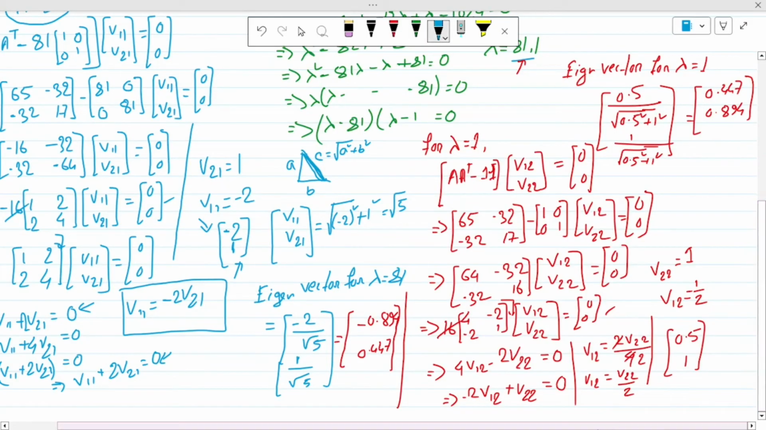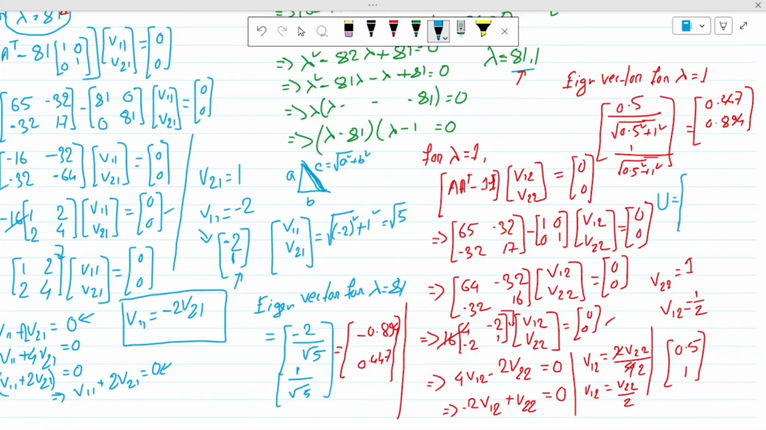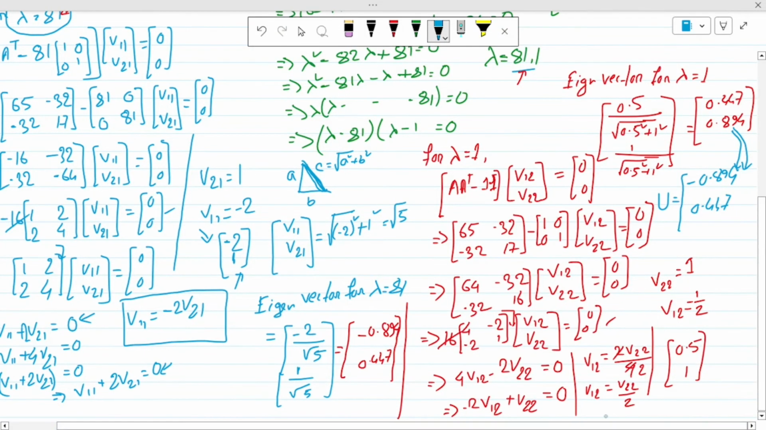So u vector will be nothing but, let's do it in the next page. Okay, I'll write here only, then it will be easy. u vector will be now this one, first eigenvector for the 81 is -0.894 and 0.447, right? So this is the first value, and second value is the same one. Second value is this one, you have to write it here. I think there is no space, I could not write. Okay, let me do it in the next page.